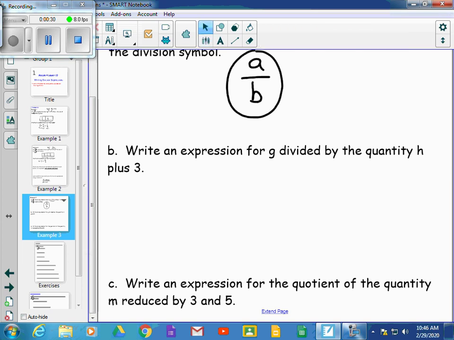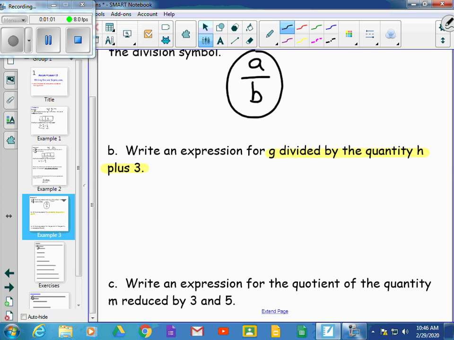Now, letter B, they give us a word expression. They tell us write an expression for G divided by the quantity H plus 3. Our word expression is G divided by the quantity H plus 3. And we can write this with the division symbol, or we can write this as a fraction. But you got to make sure that you get the correct order. You got to make sure that you know what is the dividend and what is the divisor.